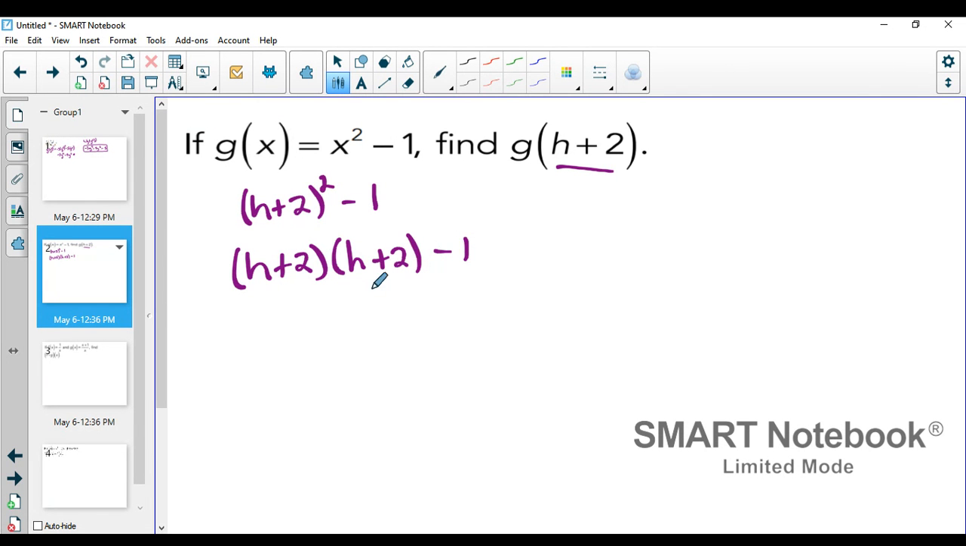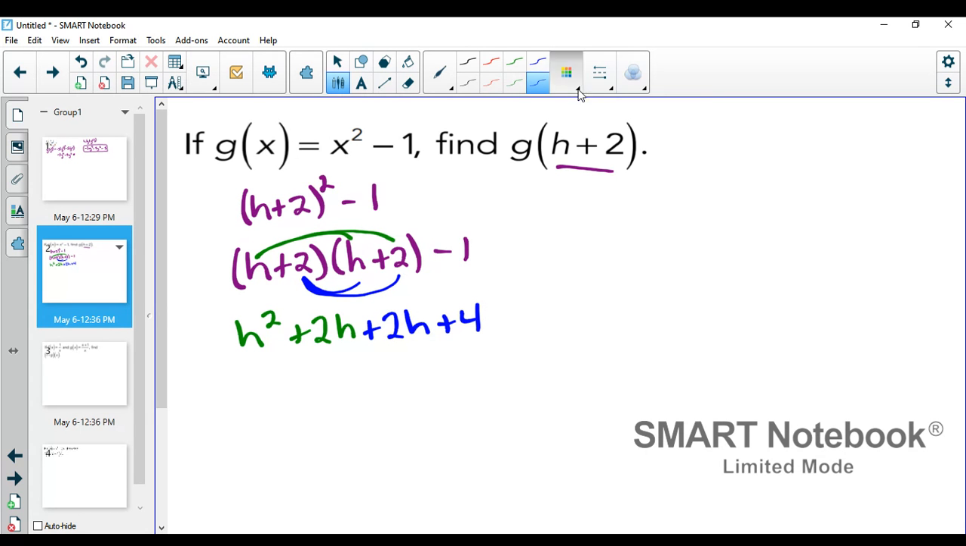and then we have to use FOIL or the distributive property twice. So we have h times h, which is h squared, h times 2, which is 2h, and then distribute this. So we have 2 times h, which is 2h, and then 2 times 2 is 4, and then we still have the minus 1 to bring down. And now we're just going to combine all of our like terms. So there aren't any more h squareds, so it stays h squared, and then we have 2h plus 2h, which is 4h, and then 4 and negative 1 is 3. So that simplifies to h squared plus 4h plus 3.